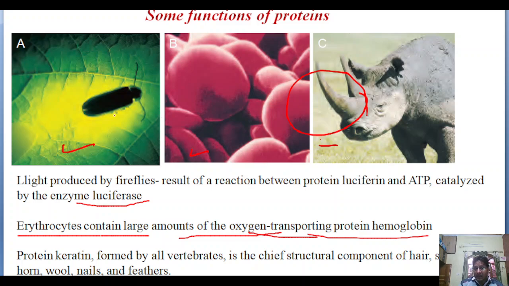Like in a firefly, you will see the same glycine. Here also the same glycine is involved, and the same amino acids will also be found here. So if you isolate the amino acids from these three different sources, you will find the similar type of amino acids.